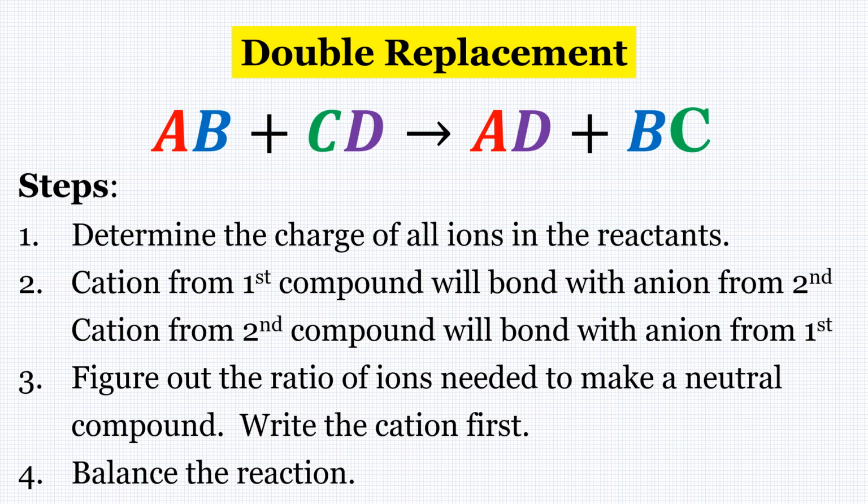So the steps for this double replacement reaction are similar to what we were doing with single replacement. So cations match up with anions, but this is going to happen twice, not just once. The anion is going to match up with the cation, and the cation is going to match up with the anion. We want to be careful to make sure that we're still writing the cation first, and then, of course, when we're all done, we balance the reaction. So let's look at a couple of examples.